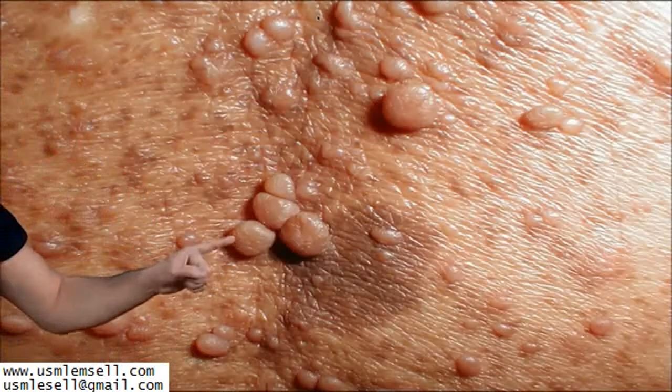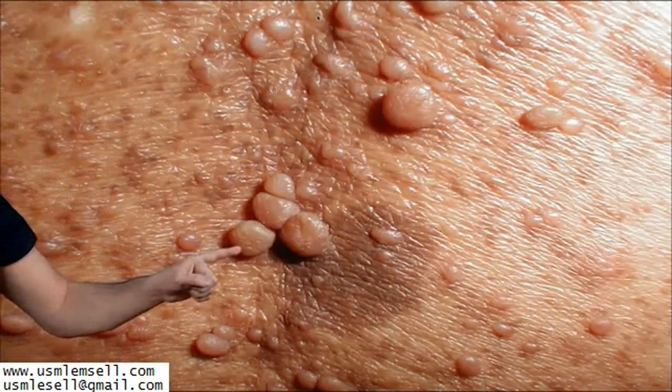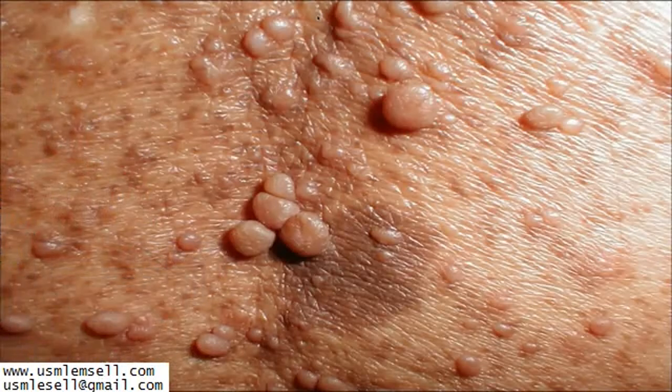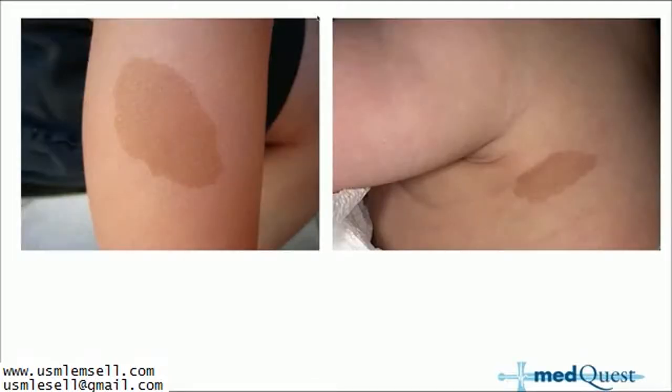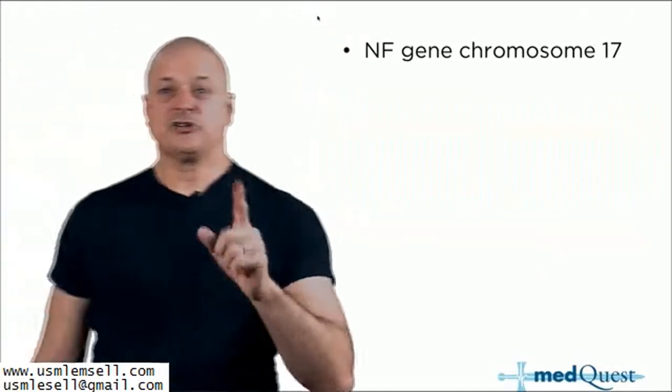And these are the neurofibromas. These flesh-colored things are the neurofibromas. These are lots of spindle-shaped cells around neurons in the skin. And this is more café au lait spots. And this is more café au lait spots. And these are just you seeing the association with neurofibromatosis.